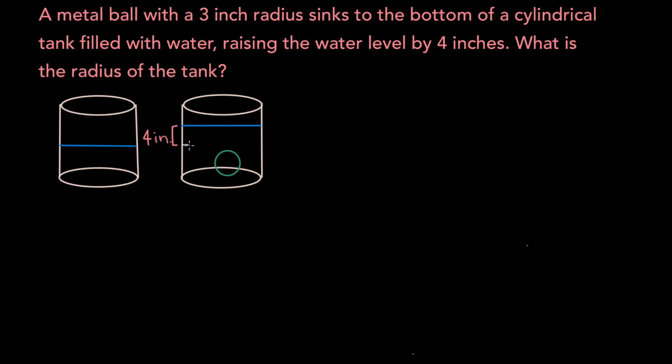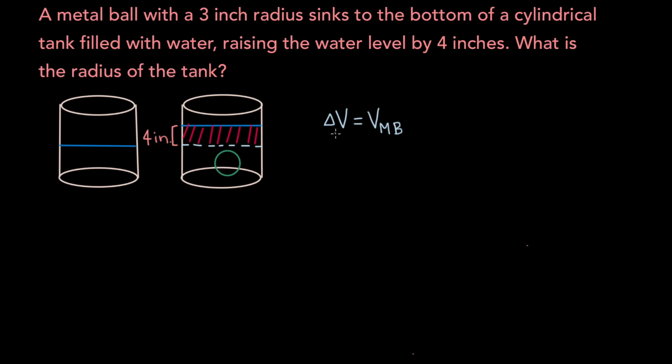And if we add a dashed line to represent the initial water level, it becomes clear that the change in volume from our first figure to our second figure, that is this volume I'm shading in right now, is equal to the volume of the metal ball. Based on this information, we can write the following equation. Delta V, which just represents the change in volume, is equal to the volume of the metal ball.